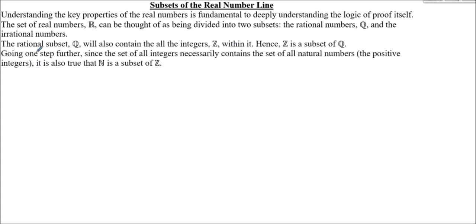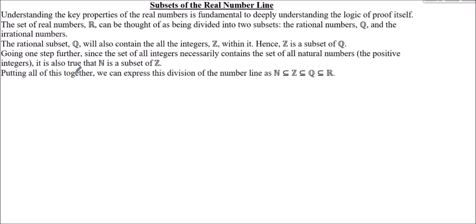So thinking of rationals first, the rational subset, capital Q, will also contain all the integers, capital Z, within it. So in other words, because Z is entirely included within Q, we say that Z is a subset of Q. All of Z falls within Q. Going one step further, since the set of all integers necessarily contains the set of all natural numbers, in other words, just the positive integers, it's also true that the natural numbers is a subset of the integers. The natural numbers is essentially just half of all the integers. The natural numbers is the positive half of the integers.